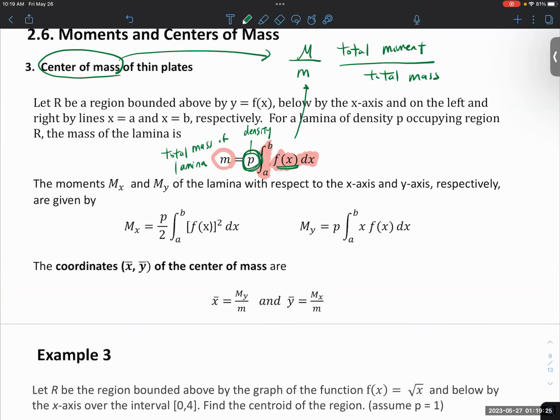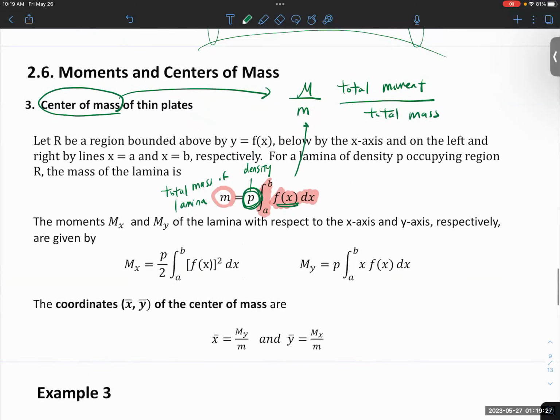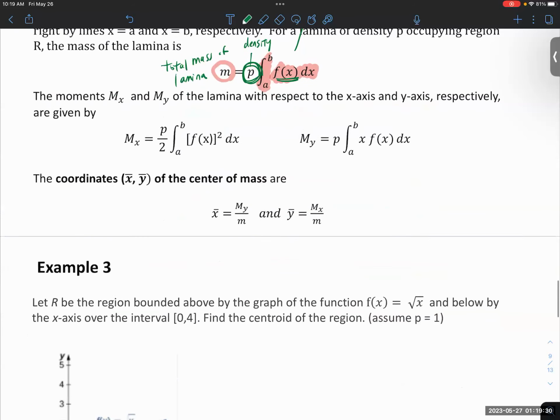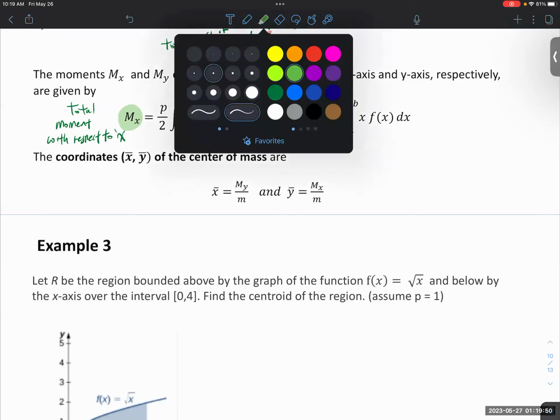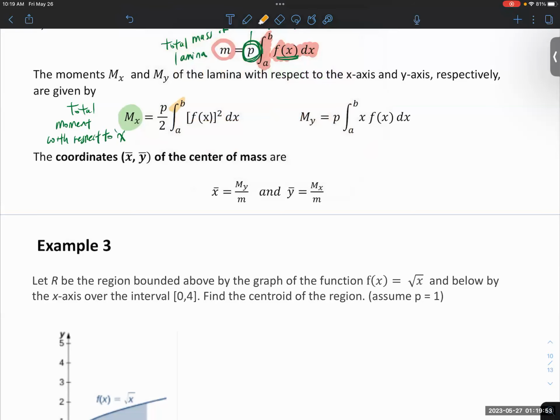So this is the formula to find the total mass of the lamina. Now I want to find the total moment. Still, we have X and Y in this function because there's input and output. So Mx, with respect to the X variable, is the total moment with respect to X. Then you're going to utilize this formula: from A to B, f of x squared times the density function, divided by 2. I know it's a little bit ugly, but that's what it is.